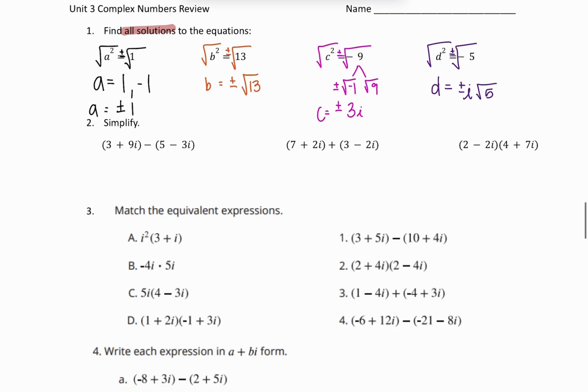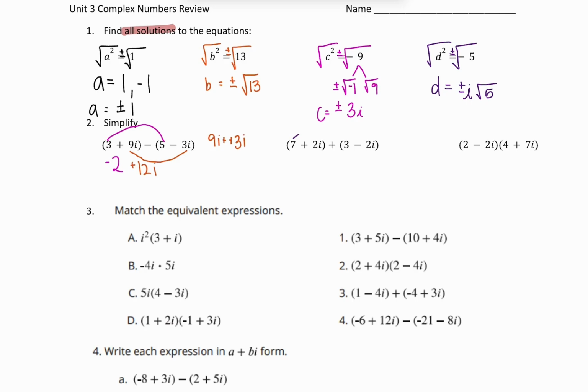On number 2, you're kind of going to treat i like a variable in the sense that you're going to combine like terms. So if you're adding or subtracting, if it has an i, you can combine those. If it doesn't, don't combine them. So 3 minus 5, those are real numbers. So that's going to be -2. And then you can do 9i minus -3i. That'll be a positive, turn into a positive. So this will be plus 12i.